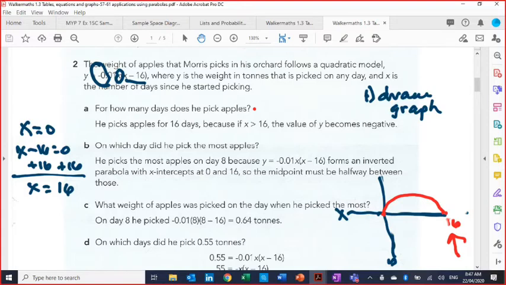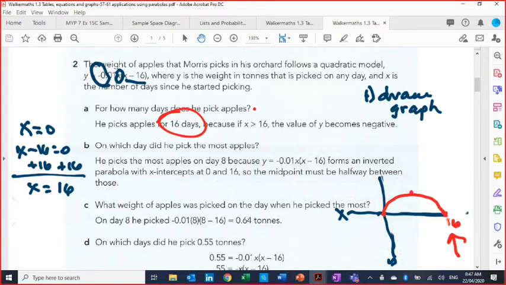So for how many days did he pick apples? He picks apples for 16 days because that's the furthest to the right you can go. Yeah? Easy peasy? Okay. Because if you go beyond 16, then you start going into negative days, and that can't happen. On which day did he pick the most apples?